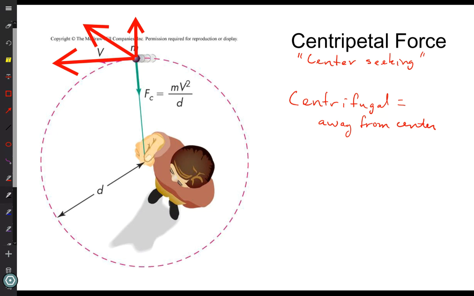The centripetal force is the result of something. In the case of this, what was causing the centripetal force when I swung around my head? What was making it turn? It was the force of the string pulling on it, which we call the tension. So in this case, it was the tension.